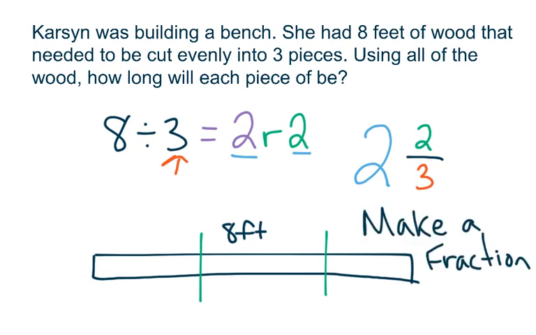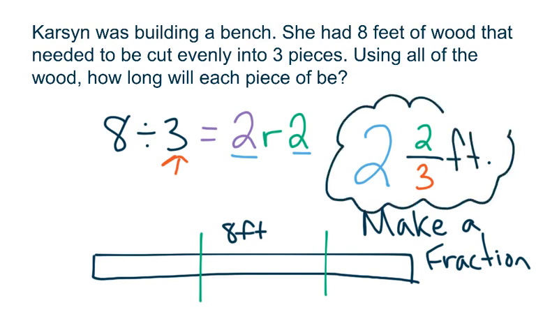And our answer would be 2 2/3 feet. That's how much wood she's going to cut. Or that's how long each piece is going to be, so that she uses all of the wood. We don't want anything left over. We don't want any scraps left over. If she only cut each piece of wood into 2 feet, we'd have an extra 2 feet left over, and we don't want anything left over. We don't want things to go to waste.